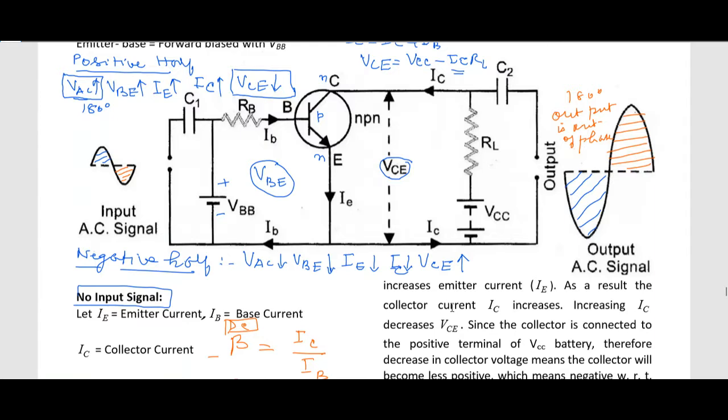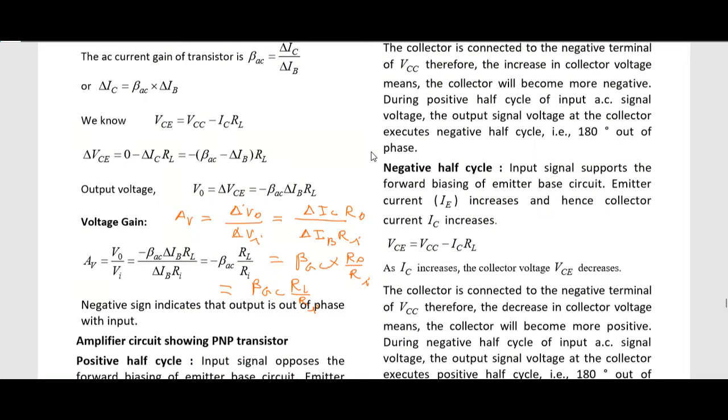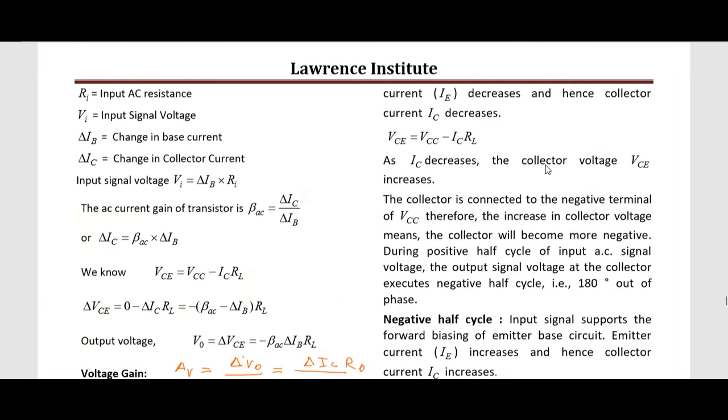This is the important factor that we have to learn from the previous part, and we have discussed in detail how AC input voltage affects output VCE in both positive and negative half cycles. And now we shall take up very important factors. This is what we have already discussed for NPN transistor. Same can be done for PNP transistors. Same explanation holds for PNP transistors.